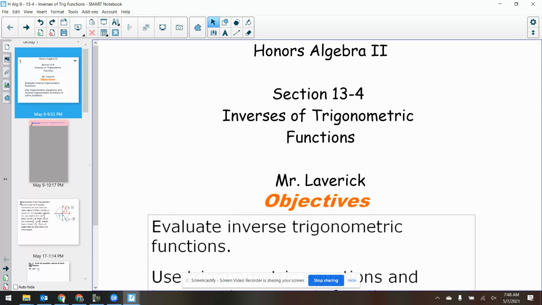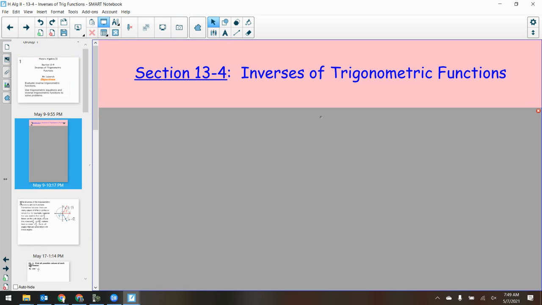All right, so this is section 13.4, inverses of trigonometric functions. Now, just like the inverse of multiplication is division, the inverse of addition is subtraction, the inverse of square rooting is taking the square, and the inverse of taking an exponent is a logarithm, right? We've learned all about inverses, how to undo certain things. So what undoes the operation of sine? Well, it would be inverse sine, okay?